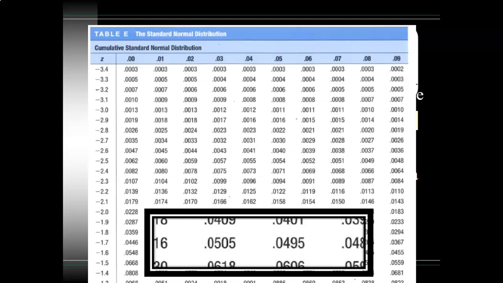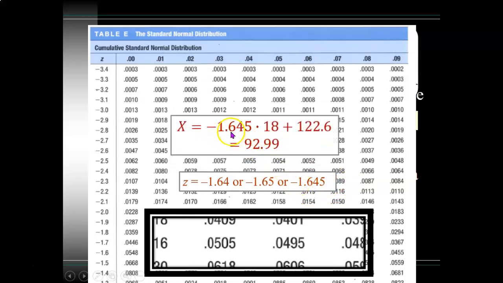If you used either one of those, negative 1.64 or negative 1.65, or what's halfway between them, negative 1.645, any one of those is close enough. I'm just going to go with negative 1.645. So I'm going to put that into my formula. X equals negative 1.645 for my z times 18 for my sigma, my standard deviation, plus 122.6 for my mu, my mean, and that comes out to be 92.99, or basically 93. So essentially anybody who scores below 93, that puts them in the bottom 5% and they're eligible for that special program.